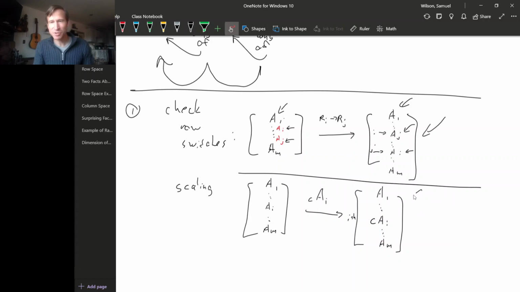Okay, is each row here a linear combination of the rows that we started with? Well, yeah, they're all the same except for the ith one, but the ith one is just a constant times the row in that position that we started with. So, right, the ith row is a linear combination of all of them. In fact, it's a linear combination of just the ith one.